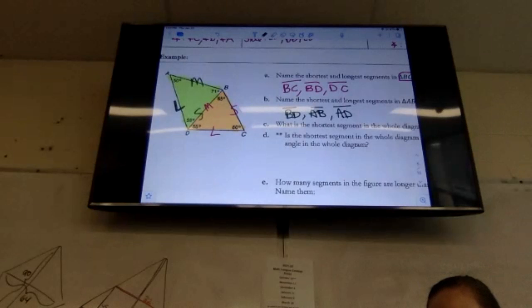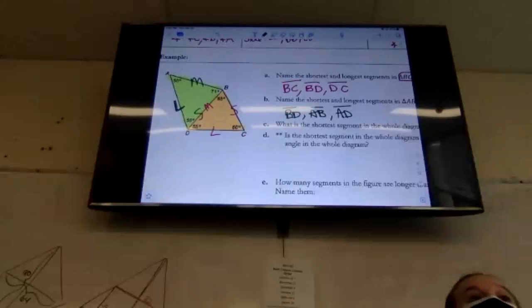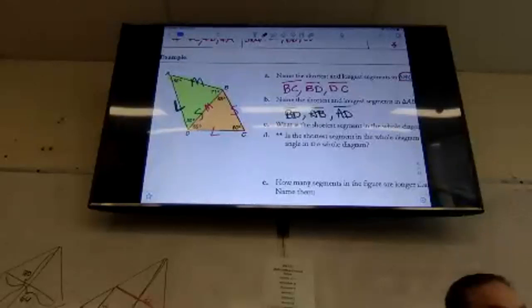All right, my first question. What is the shortest segment of this entire figure? It is BD. I'm gonna tell you BD is not right. Isn't it also BC? Why is it BC? Because it's only small by itself.